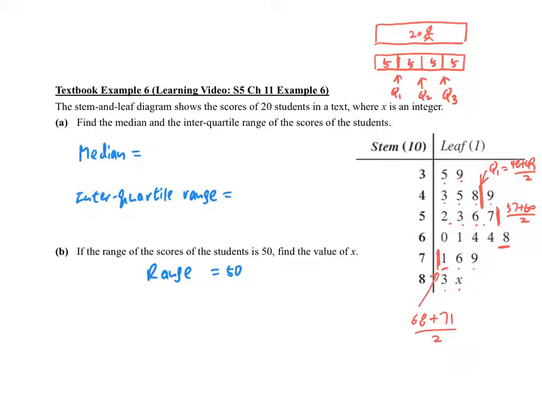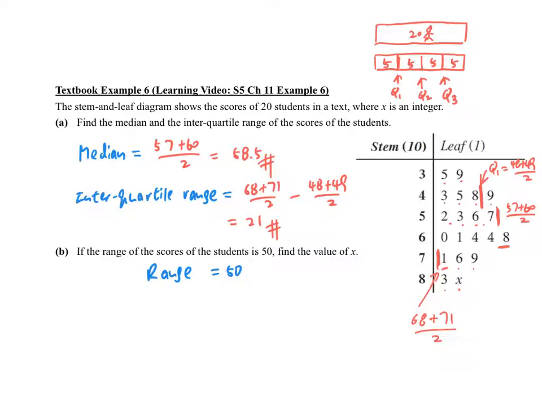Based on this, we can list our steps. For the median, which is our Q2, we got (57 plus 60) divided by 2, which is 58.5. For the interquartile range, we use Q3 minus Q1. Then of course we can get the value from our calculator, which is 21.